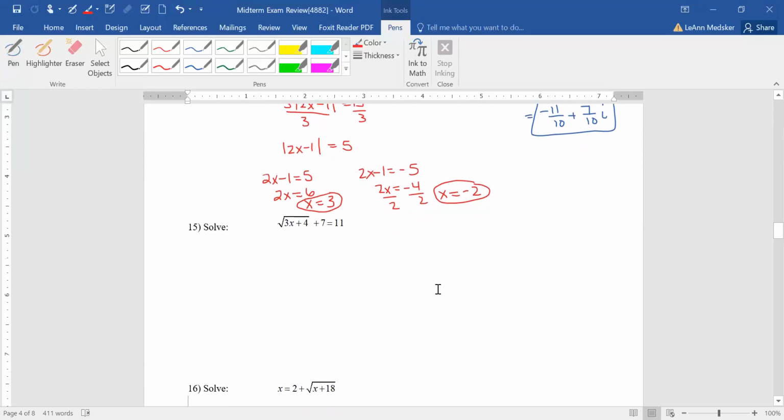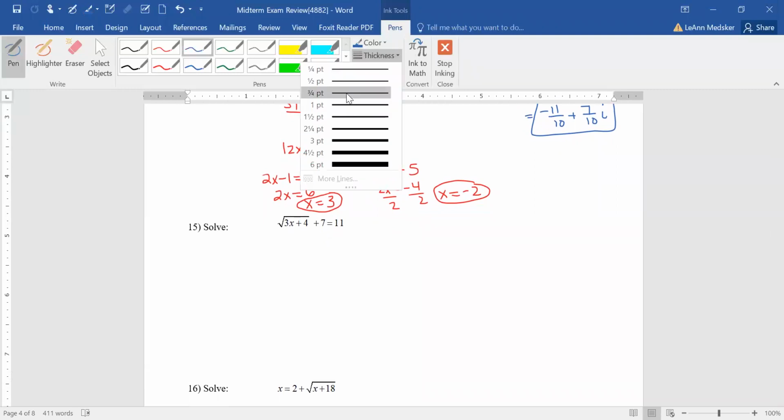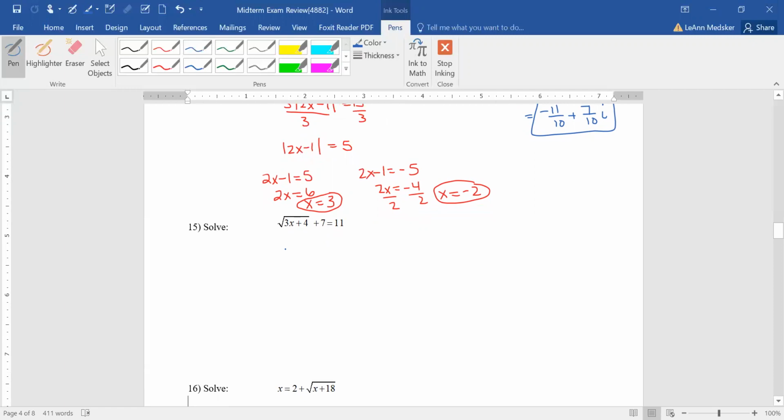Okay, let's look at number 15. This is a radical equation. Again, isolation of the radical is the first step, so we're going to subtract over the 7 to the other side. So that's going to equal 4.